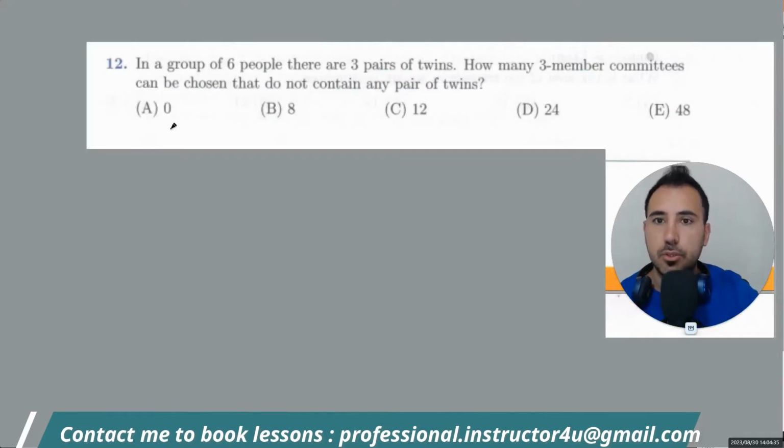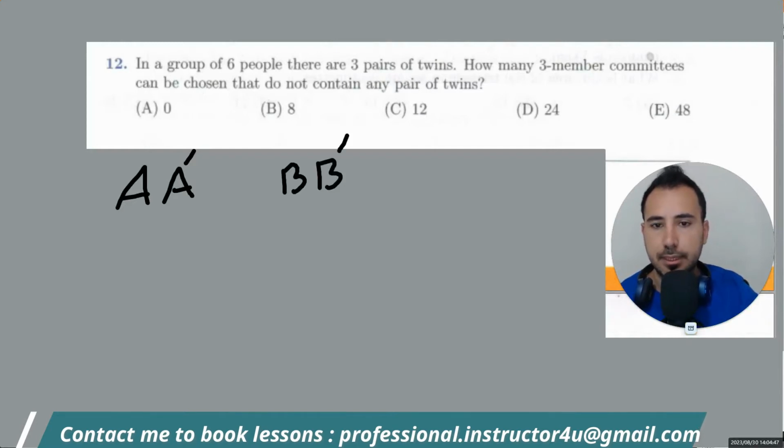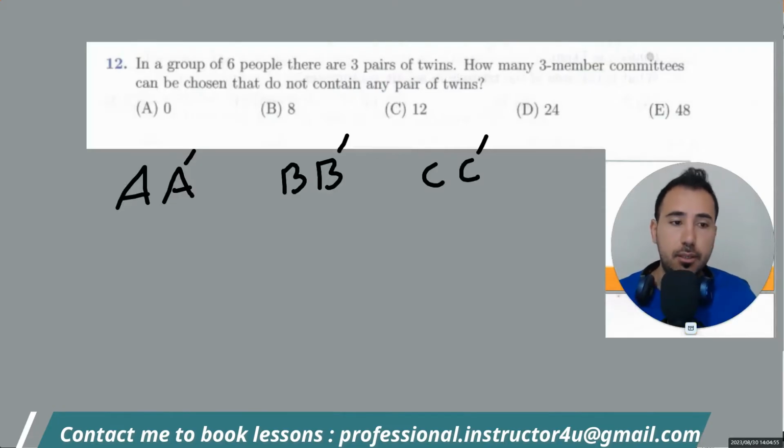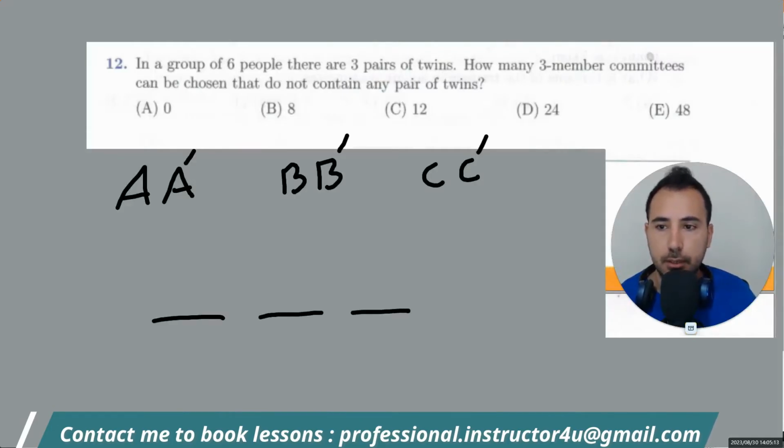So we're going to have 6 people. A and A prime are twins. B and B prime are another twins. C and C prime are another twins. You have to see that if you write it like this it is not correct, because twins are identical, but they're 2 different humans, they have different names, right? So now we're going to get a committee of 3 members. If you put A here, A prime cannot go here.